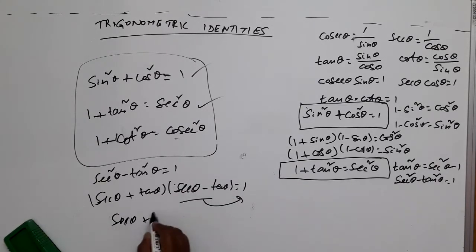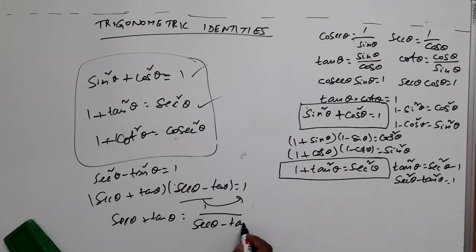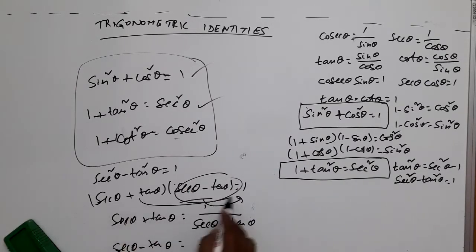Secant theta plus tan theta can be written as 1 by secant theta minus tan theta. Can I write? In the same way, secant theta minus tan theta can be written as 1 by secant theta plus tan theta. Can I write like this? Yes, these two relations are also useful in many cases in solving questions, right?